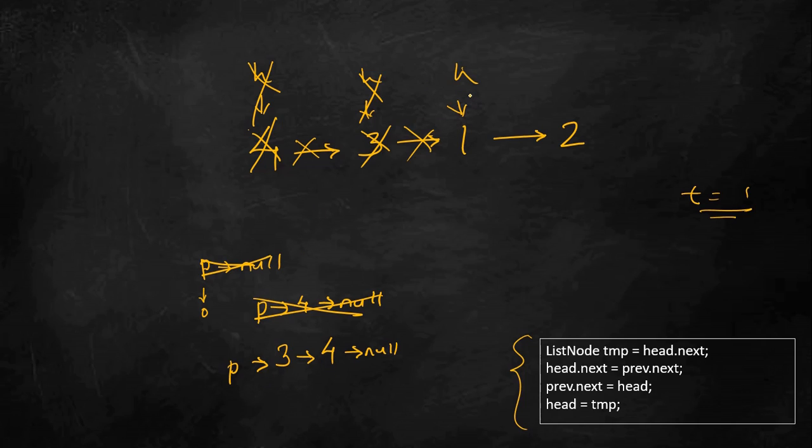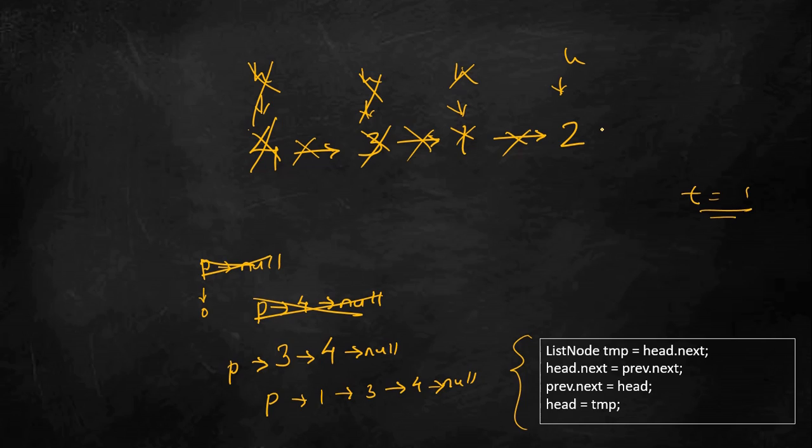Now again I'll check if the head value is less than my previous dot next. Now here the head value is less than my previous dot next. So again I will do the same step and I will have p points to 1, points to 3, points to 4, and then it is null. And my head will move here. Now my head points to 2. Now I'll check whether my head is less than previous dot next. Now that is not the case.